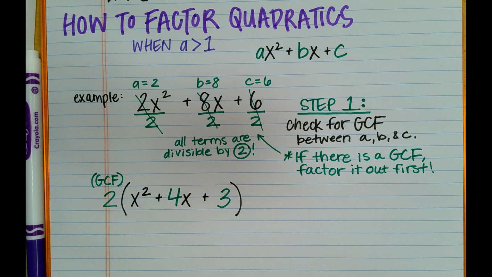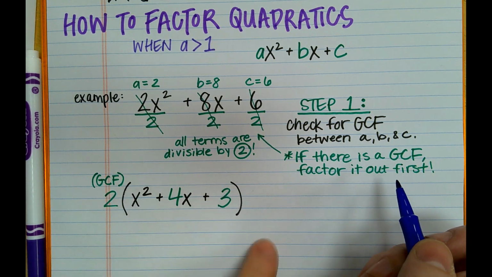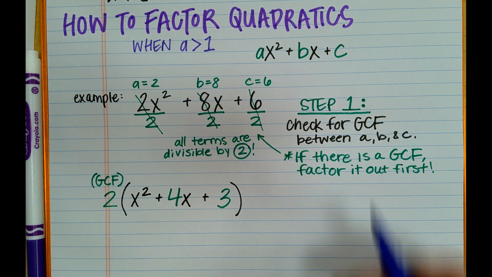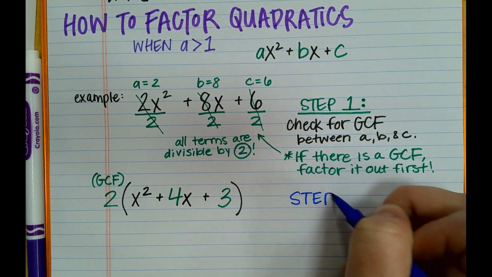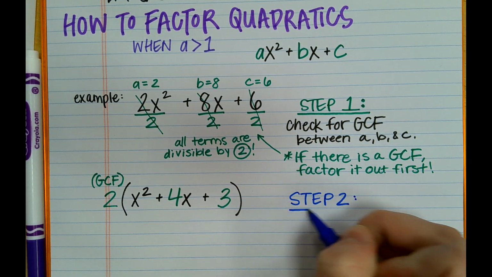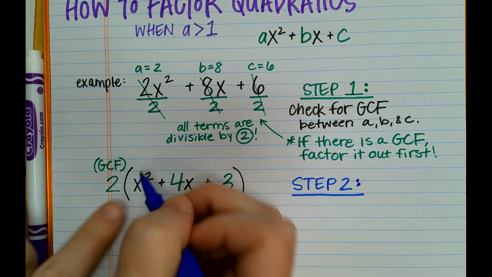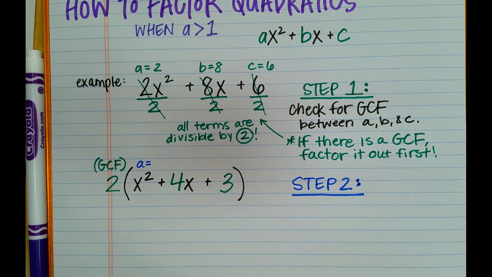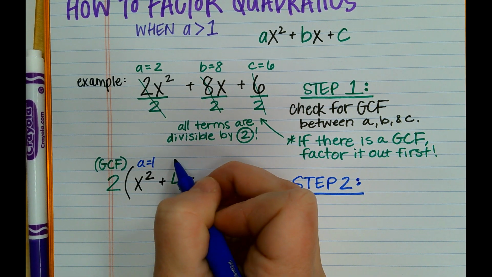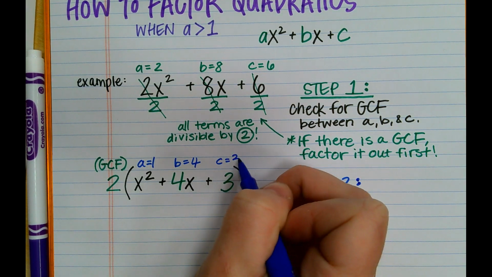So now we move to step 2. First of all, we have a new A, B, and C. So we should label those. Step 2. My A is what? What's my A now? 1. Good. What's my B? 4. What's my C? 3.